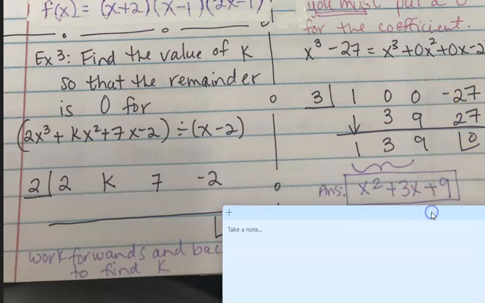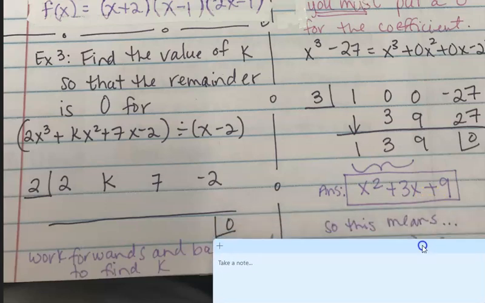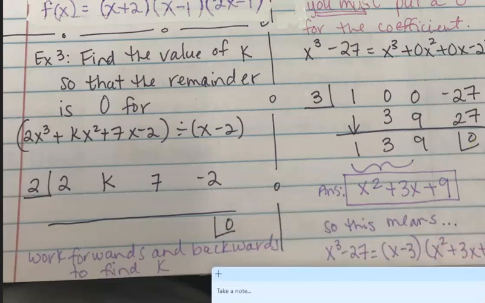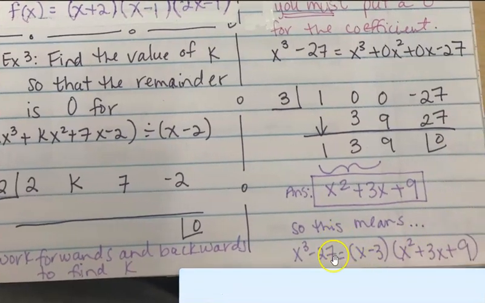So once I reduce my power by 1, it started with an x cubed. It has now turned into an x squared. So we've got 1x squared plus 3x plus 9 as the coefficients. This is going to be my quotient. So those are the coefficients for my quotient. And so this is going to be my answer for when I'm going to divide. So what that means then is that we're going to have x cubed minus 27 equal to x minus 3 times x squared plus 3x plus 9.